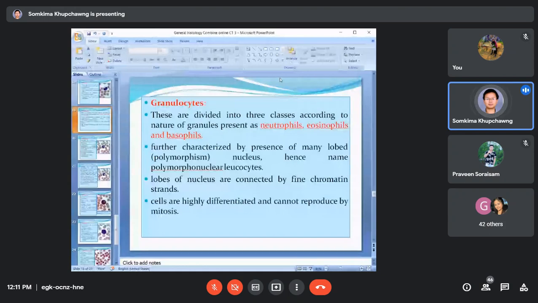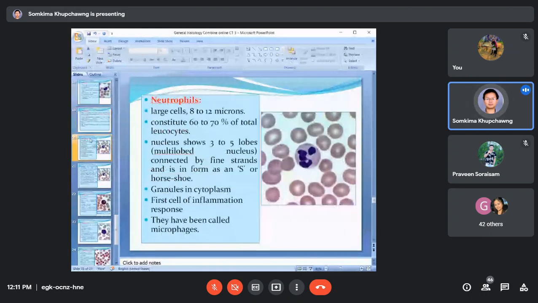So let us see about the neutrophils. Okay. So it is large cells, 8 to 12 microns. And they constitute 60 to 70% of the total leukocytes. That means the majority population of the leukocytes is formed by the neutrophils, 60 to 70% of the total leukocytes.